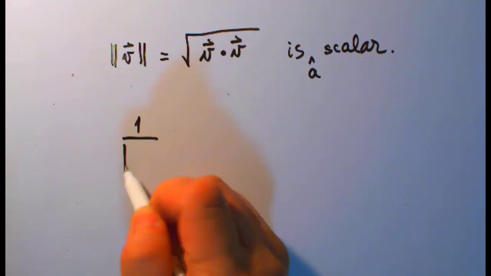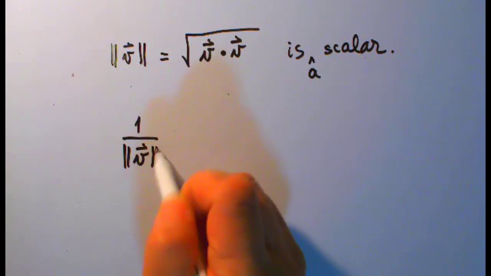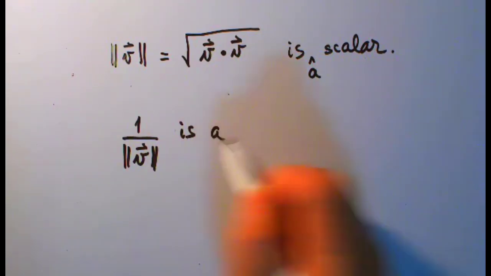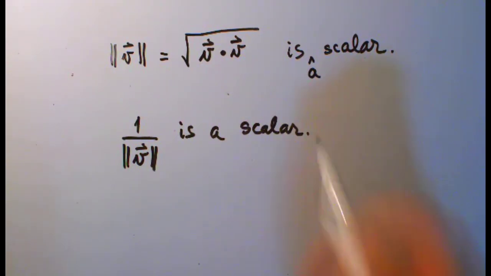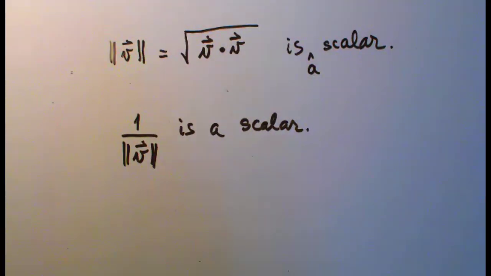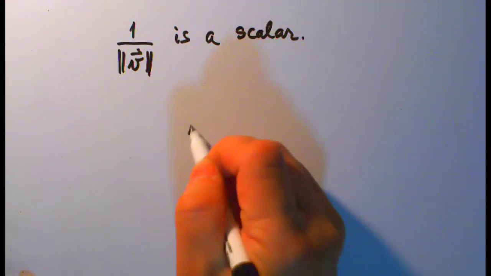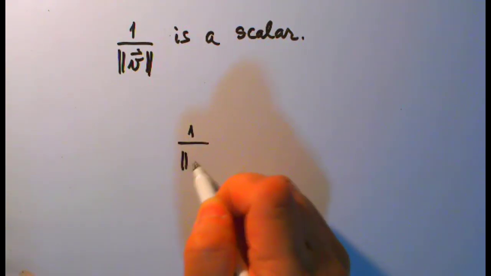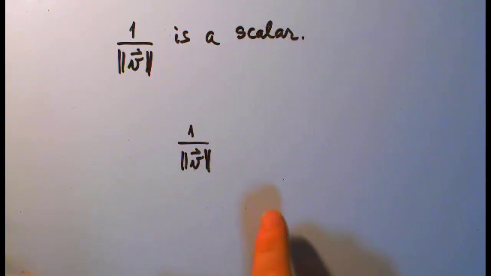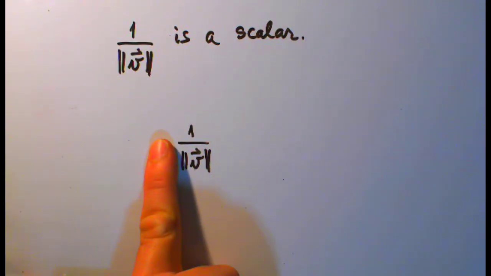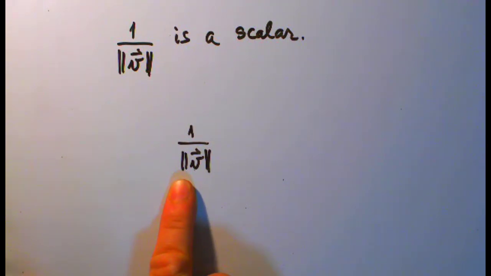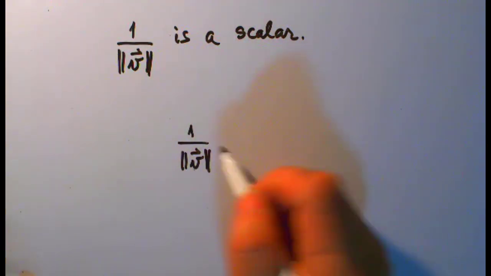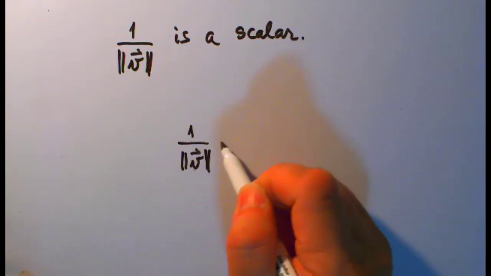And consequently, 1 over the length of v is also a scalar. And why do I keep beating around the bush pointing out what a scalar is, and what quantity can be regarded as a scalar? Because as long as you have a scalar, you have the right to multiply it to any vector. So starting with a vector v, we already found out that 1 over the length of v is a scalar. So what if we multiply that scalar to v itself?